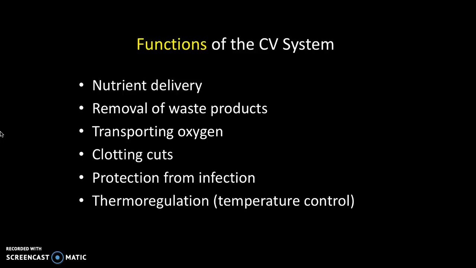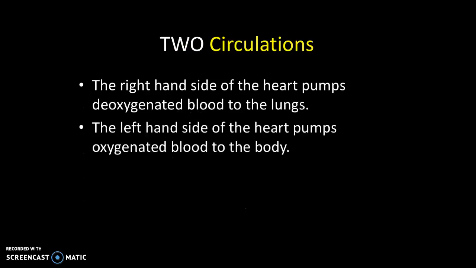And finally, thermoregulation is the last function of the cardiovascular system, and this is done through vasoconstriction and vasodilation. It allows us to either keep warm or increase our heat loss so that we can maintain our temperature and maintain homeostasis. So the CV system actually has two circulations.